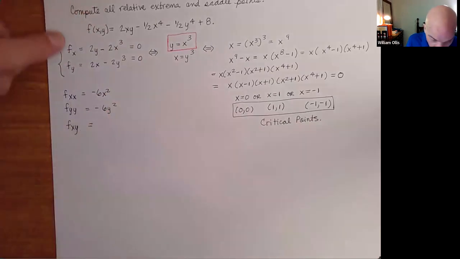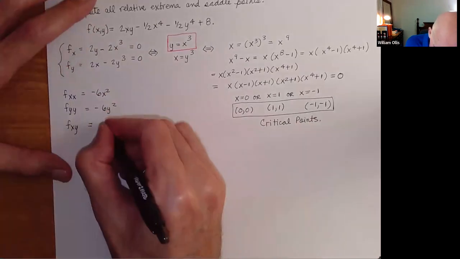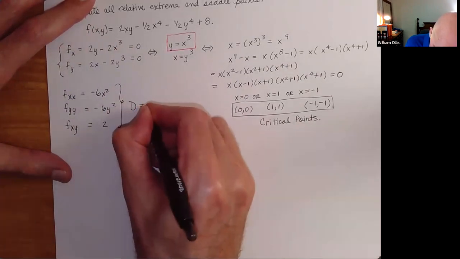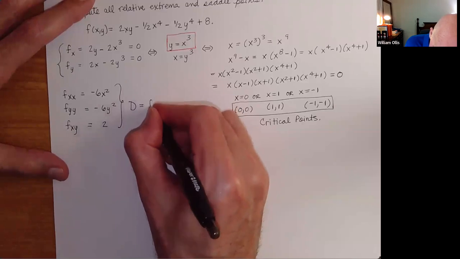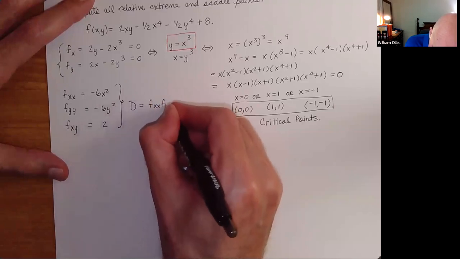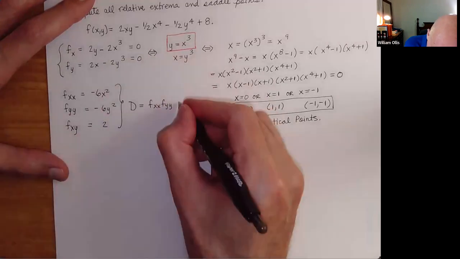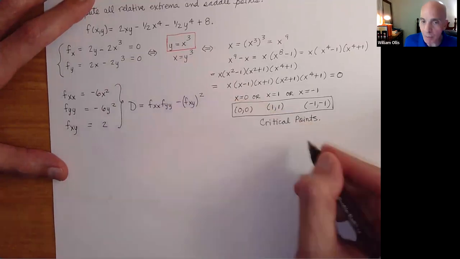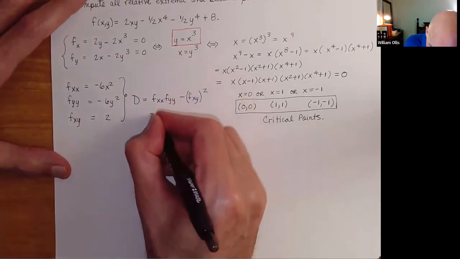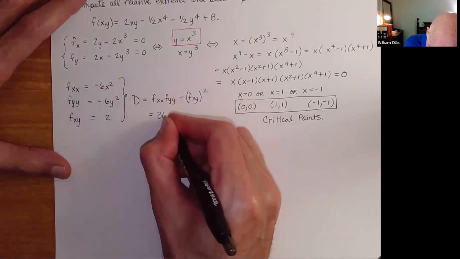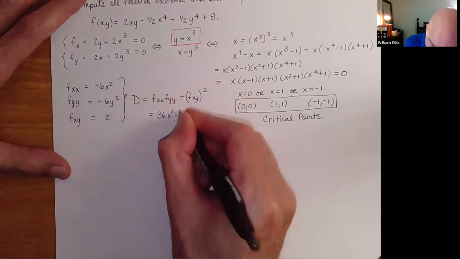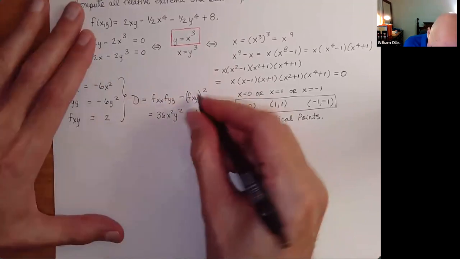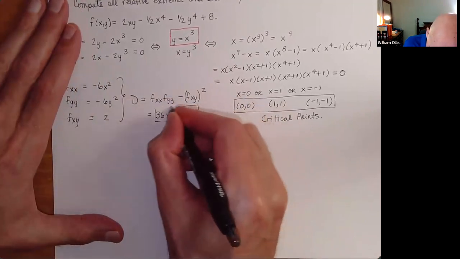And then, of course, the y partial of fx will just give us a 2. So to make the expression D, we have fxx times fyy minus the square of the mixed partial. That comes from our second partials test. So the product here will clearly be 36x squared y squared. And then we have to square the mixed partial, which gives us a 4. So this gives us the expression that we need to evaluate.